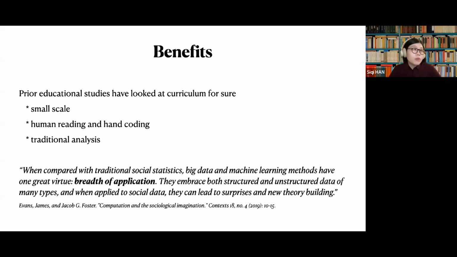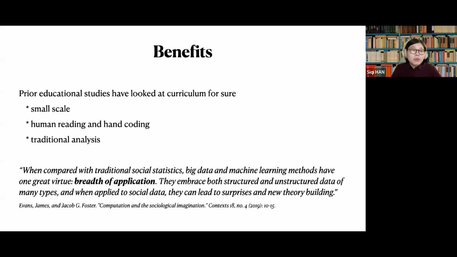So here is a quote from Evans and Foster's paper, Computation and the Sociological Imagination. They said, when compared with traditional social statistics, big data and machine learning methods have one great richer breadth of application. They embrace both structured and unstructured data of many types. And when applied to social data, they can lead to surprises and new theory building.